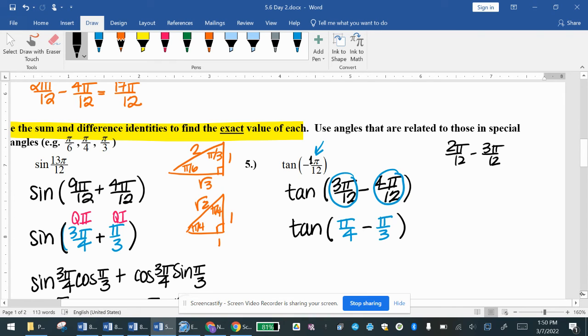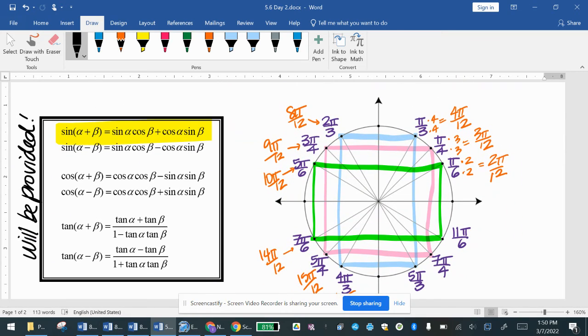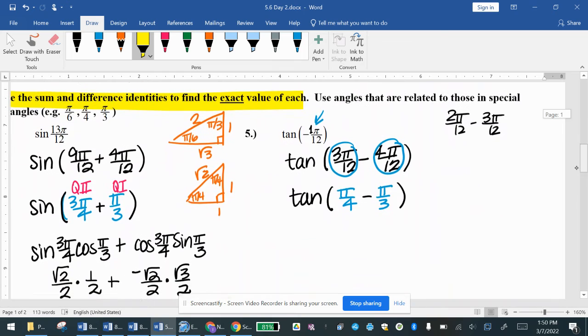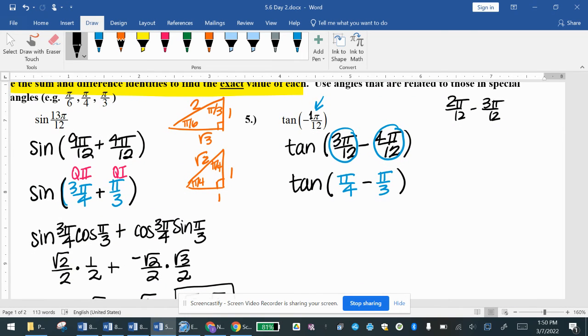Okay, so now I'm going to follow the pattern for the subtraction, or difference, of tangent. So this time I'm going to be using the difference of tangent, which is the last identity in the given choices. And here we go. Tangent of pi over 4 minus tangent of pi over 3, all divided by 1 minus tangent of pi over 4 times tangent of pi over 3.